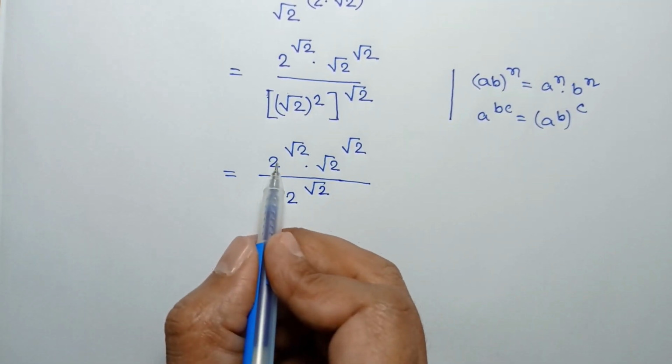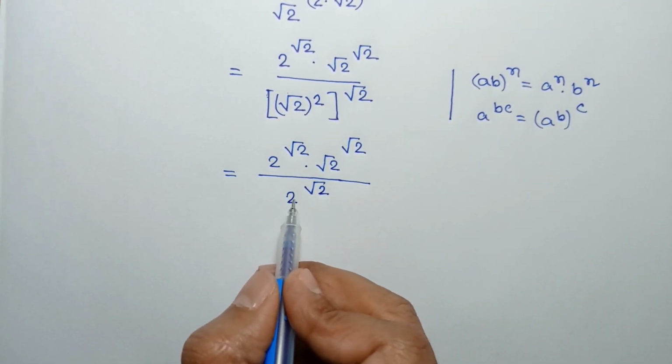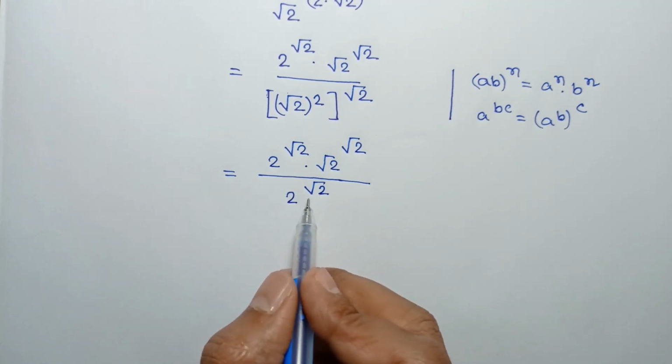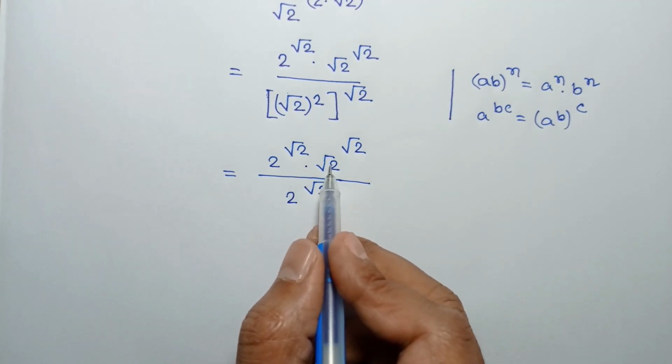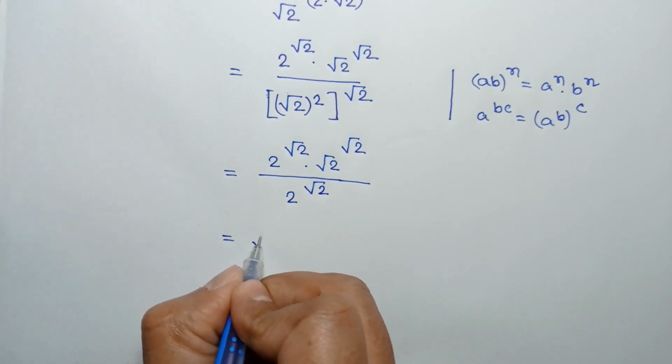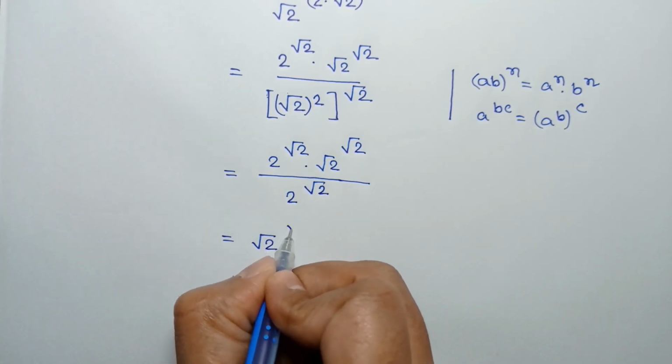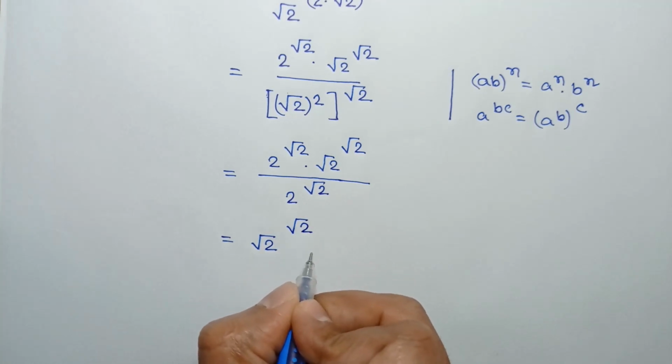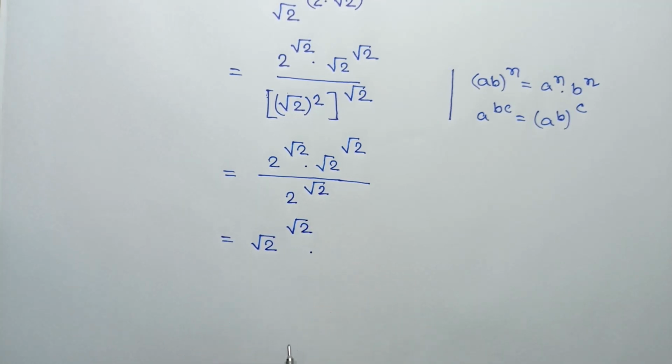Now 2^√2 and 2^√2 will cancel out, so it will remain √2^√2. So √2^√2. So this is the simplified form of this expression.